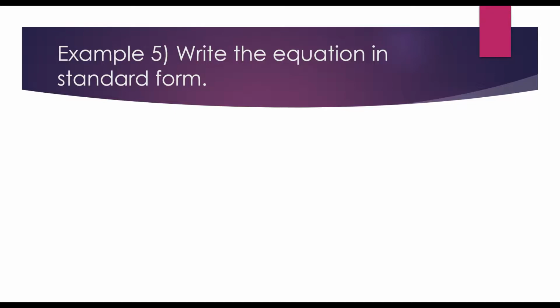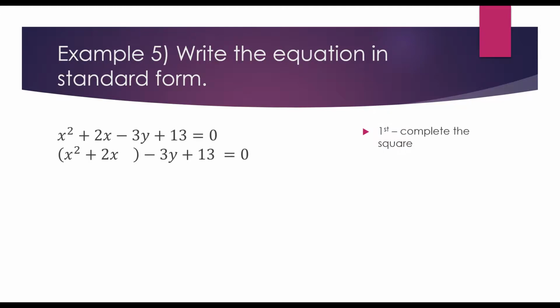Here's a more interesting equation for you than the ones that we saw earlier. This time we have x² + 2x - 3y + 13 = 0. Again, we're going to need to complete the square, so get those x terms inside of a set of parentheses. Now I should caution you, if it was a horizontal parabola, where the y term was squared, then you would need to get the y terms in a set of parentheses and kick everything else outside. Okay, so x² + 2x inside a set of parentheses, kick everything else outside, - 3y + 13, and we still have it equal to 0.